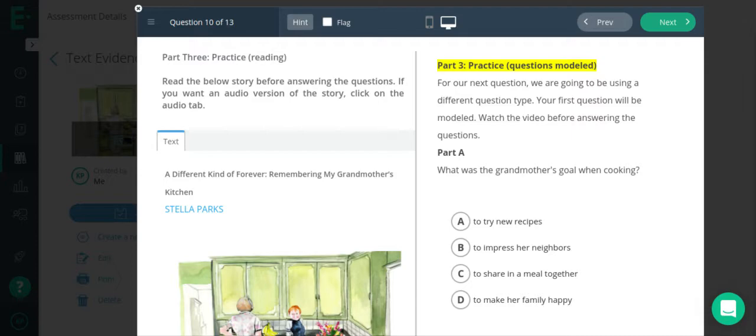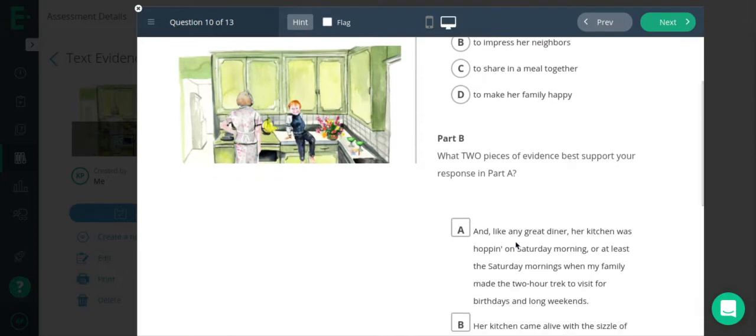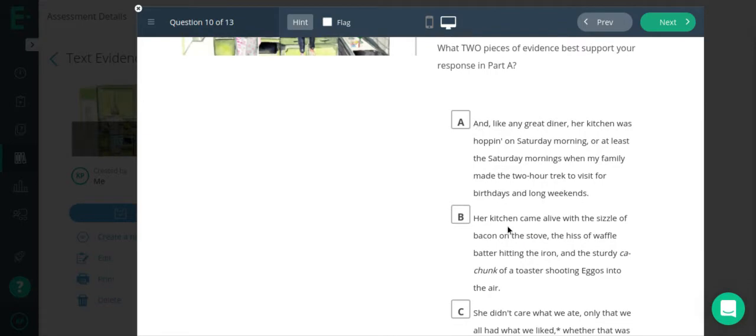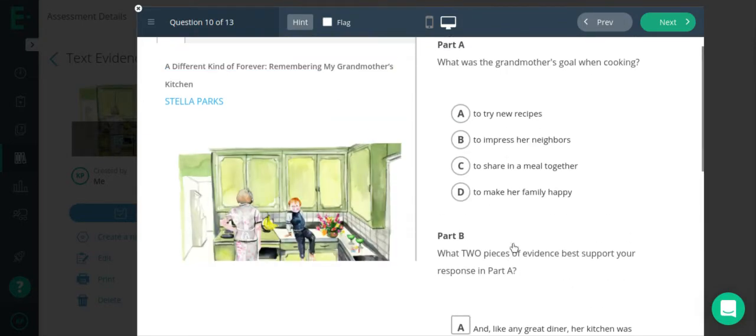Okay, this is a two-part question type, and things like I-STEP and other testing tend to have this question type. In part A, you have a question and you answer the question about the text. But in part B, they want evidence to support your response in part A. So these are quotations from the text that should be supporting your answer in part A.